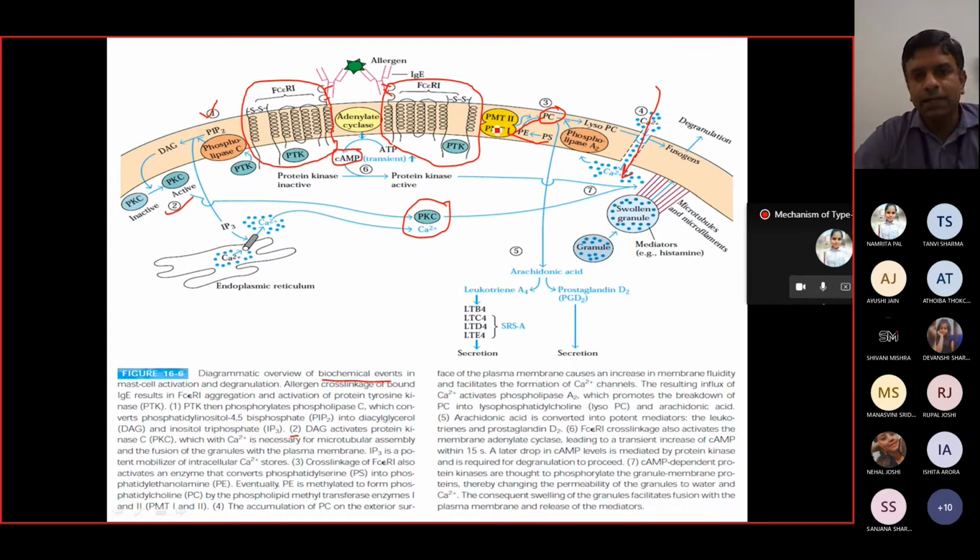Okay, so ultimately all these pathways then push this granule towards the membrane and ultimately it leads to its fusion and इस granule के अंदर जितना भी content है, and what is that content? So that is your leukotrienes, prostaglandins, histamines, right? So all those things move out of the cell and cause vasodilation and smooth muscle contraction.